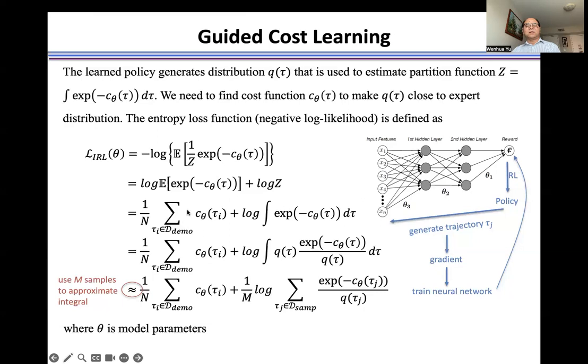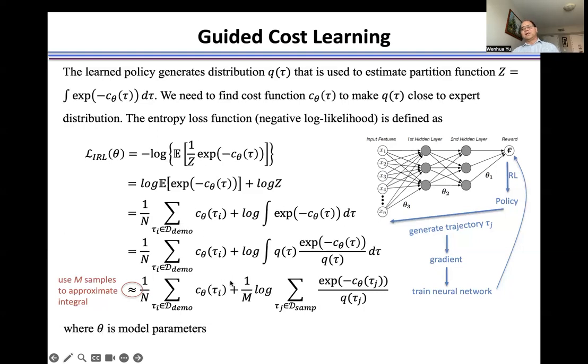And now we use this sum to replace this expectation, and we substitute this Z to here to get this exponential. Then we use a small trick: multiply by this Q and divide by this Q. And then we use the Monte Carlo integral. We use samples over the sample distribution and the learned policy to approximate this integral. That's why we use an approximation here, because we use M samples to approximate this integral.